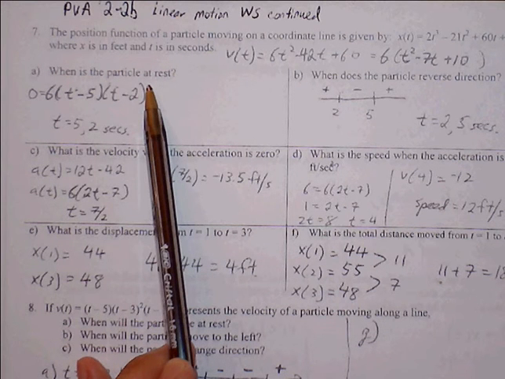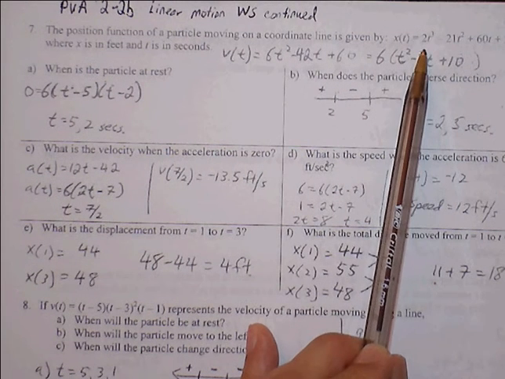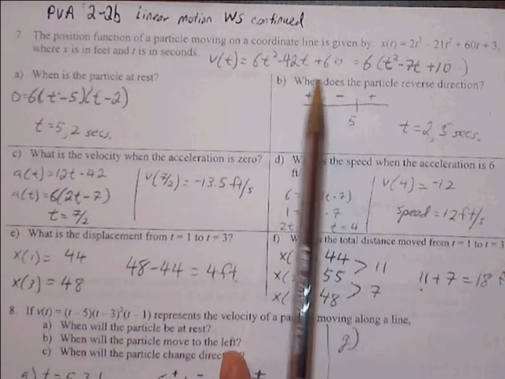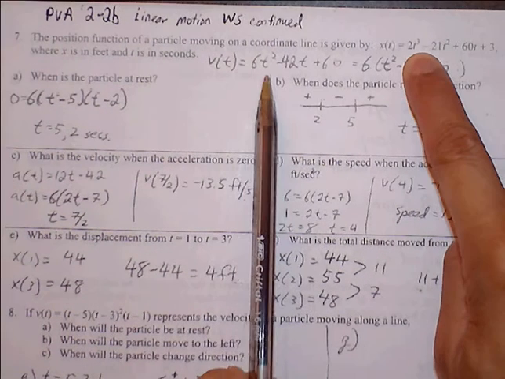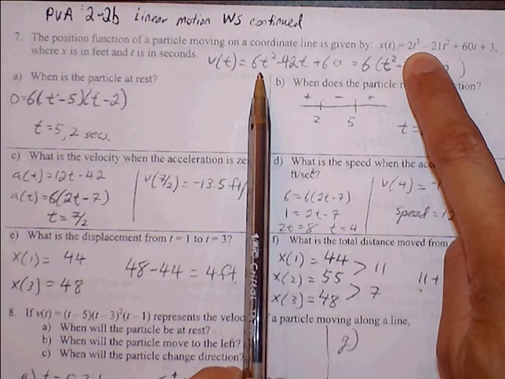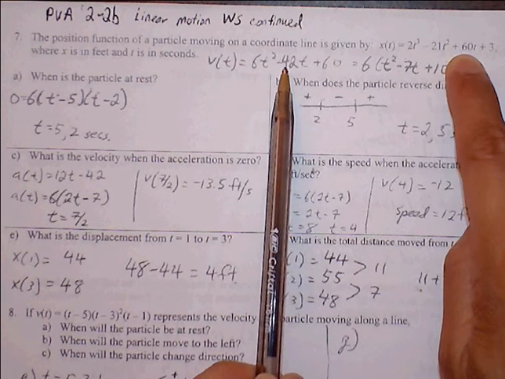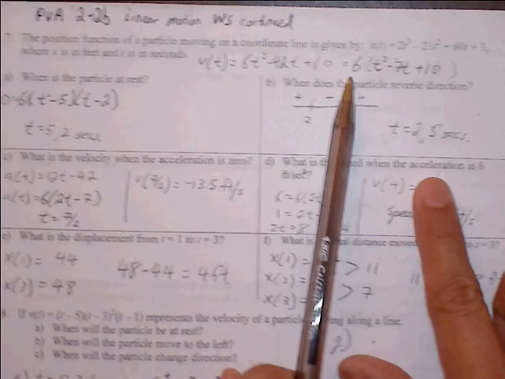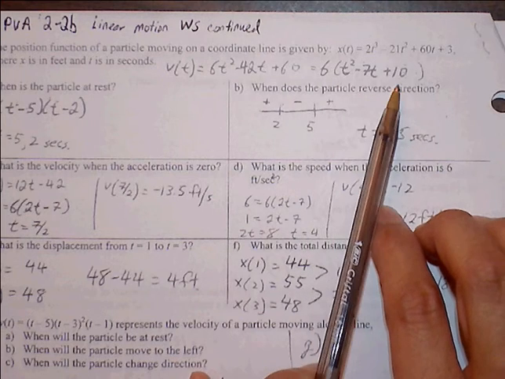Well, the particle is at rest when the velocity is equal to 0. So we first need to find our velocity function, and from there we can set that equal to 0 and then solve for t. To get from position to velocity function, we're going to find the derivative. So go through the power rule for each of the terms. 2t cubed becomes 6t squared, 21t squared becomes 42t, 60t goes to 60, 3 is a constant, so 3 will go to 0. If we factor out the 6, we're going to get 6 parentheses t squared minus 7t plus 10.